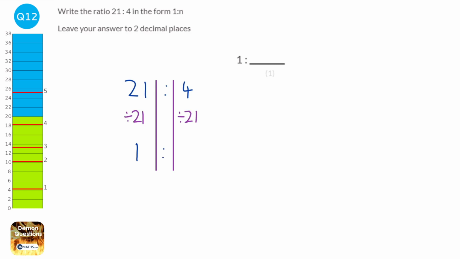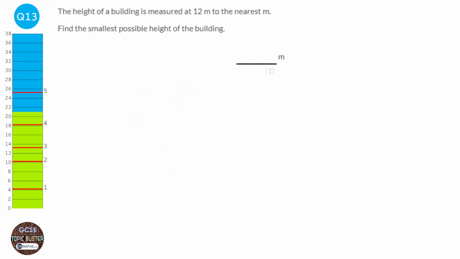So 21 divided by 21 is 1, perfect, that's what we wanted. 4 divided by 21 is 0.190... It says it wants it to 2 decimal places, so it's going to be 1.19.